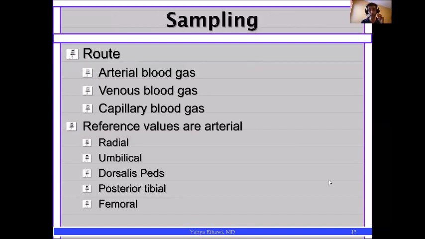Now, how do we sample blood gas? We have three routes to sample blood gas. The first one is by arterial blood gas, or the ABG, but also we have venous blood gas and we have a capillary blood gas. The reference value for blood gas, the normal blood gas, and the reference is ABG, or arterial. And the arterial can be taken from radial lines, umbilical lines, from dorsalis pedis, from posterior tibial, and from femoral.